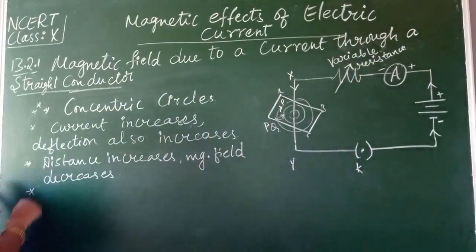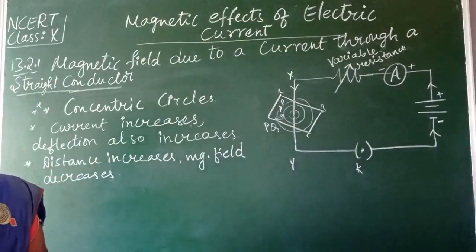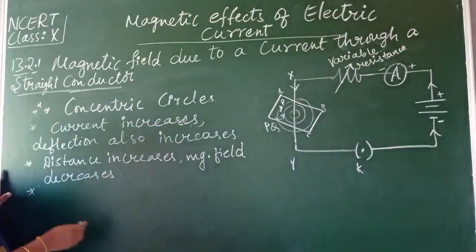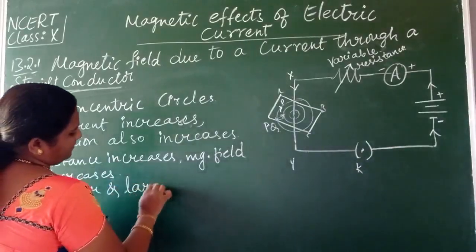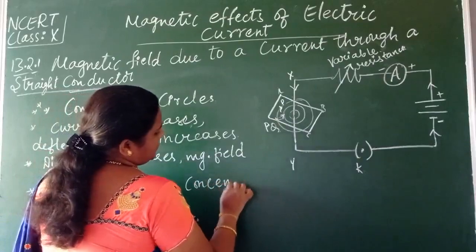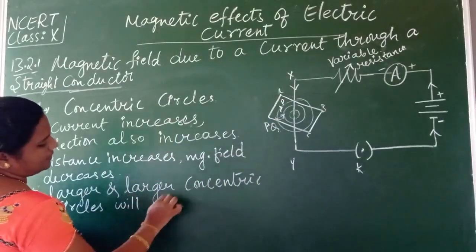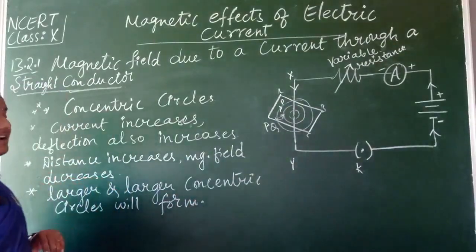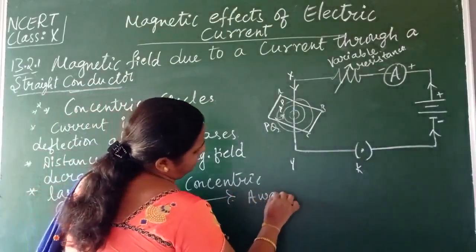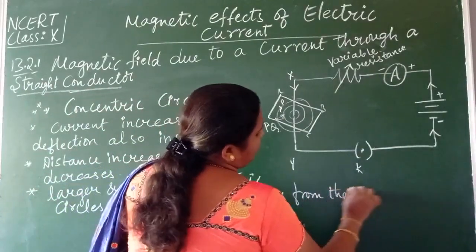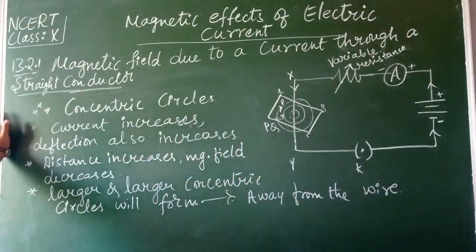And one more thing we want to note down, children, here. As we move away from the wire, there is formation of larger and larger concentric circles, isn't it? When the distance increases, larger concentric circles will form. Isn't it, children? This is when we move away from the wire.